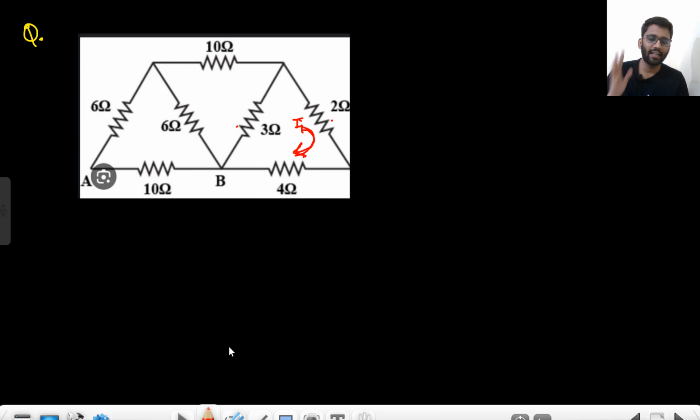So if they are in series, I will simply make equivalent to 4 plus 2, 6. Like this, this will be 6 ohm. Now 3 and 6, both of them are becoming in parallel, right? Because both of them have the same node. Let's assume this is a node C. So between B and C, both of them are connected.